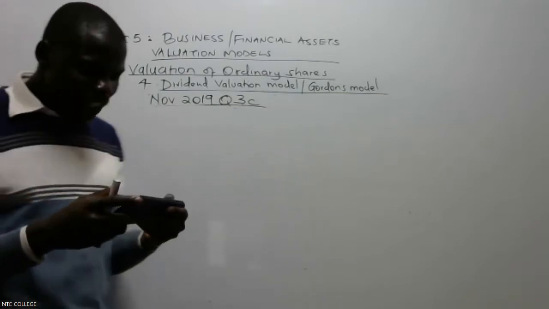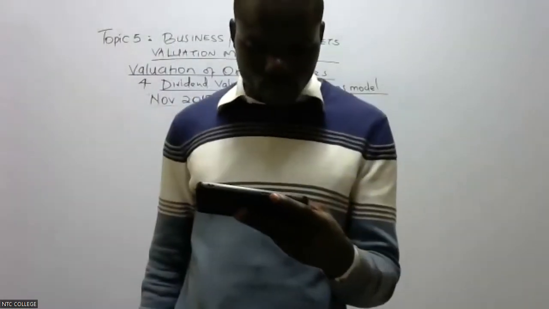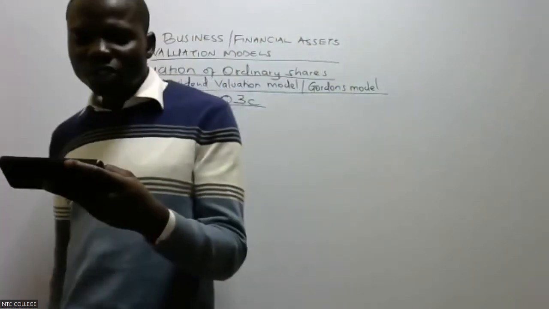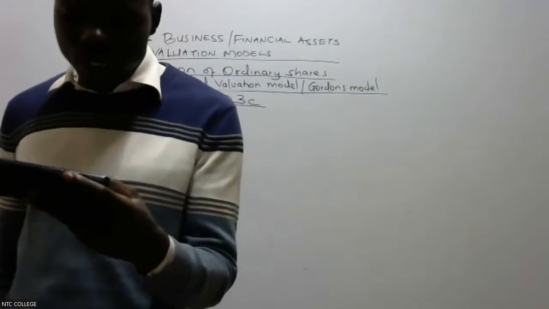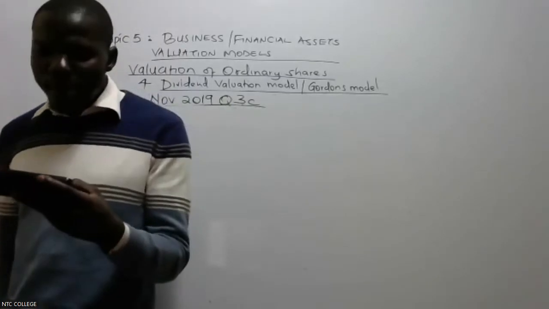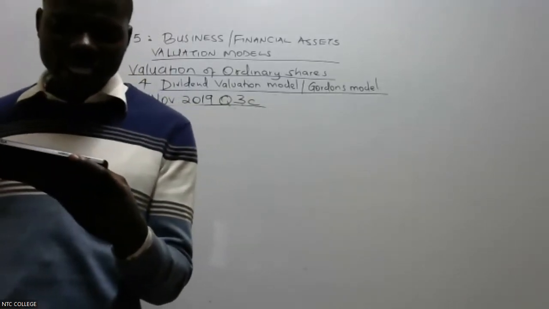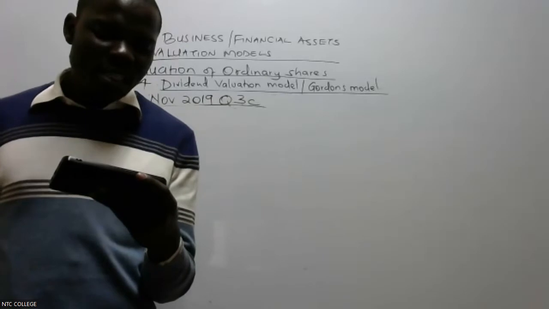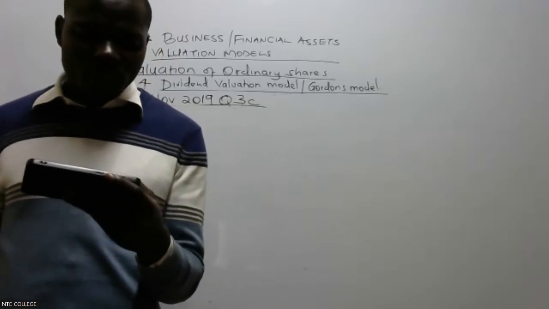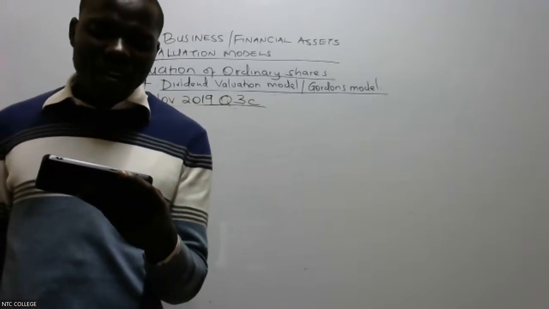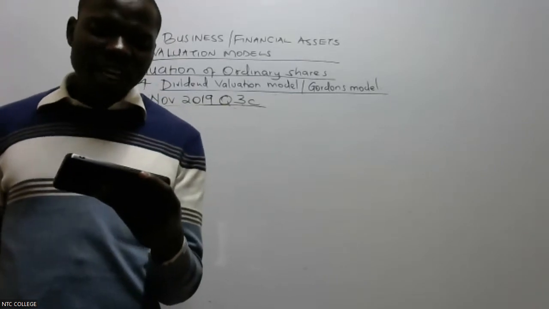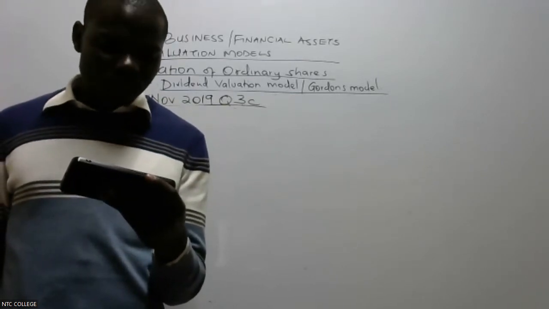So it says, question 3C: Fairland Industries Limited has recently been listed on the Securities Exchange. The company has a policy of paying out gradually increasing dividends per share over the past 5 years, as indicated below. We have the number of years, the respective EPS, and the respective DPS. Additional information: the company has recently paid the dividends for the year ended 31st December 2018. The shares are therefore quoted ex-div.